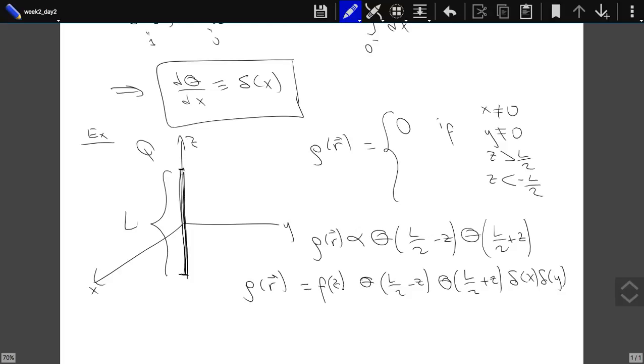These functions over here make sure that it is 0 everywhere except on this rod. What is its value on the rod? Well, we don't know yet. We have to evaluate it. We need more information.